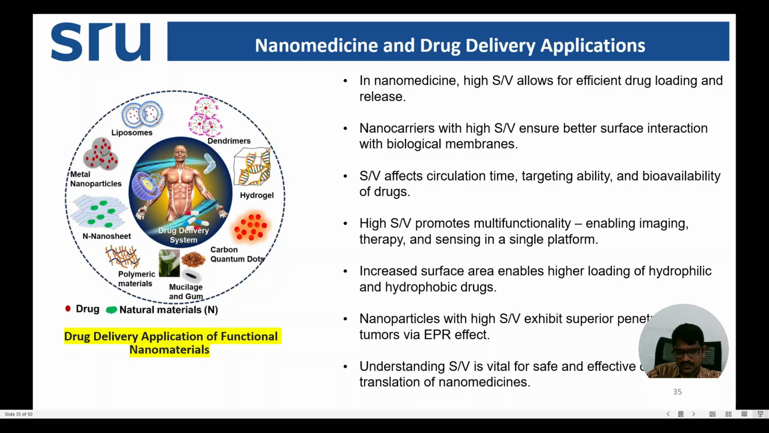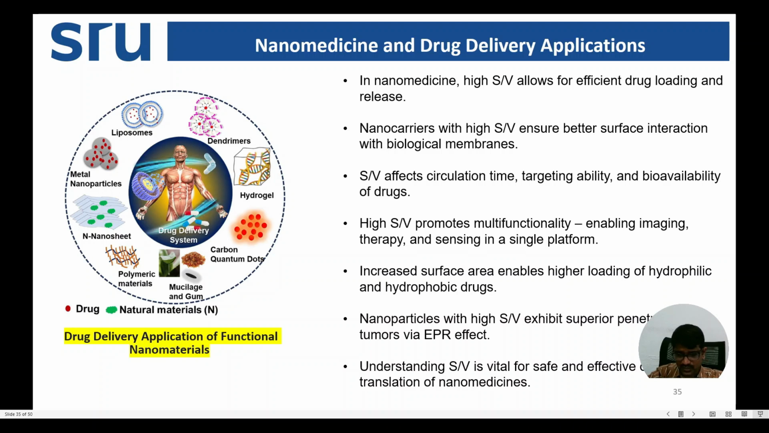Increased surface area enables higher loading of hydrophilic and hydrophobic drugs. We already saw that a lotus leaf is naturally hydrophobic. Similarly, for some medicines we need a hydrophilic nature, and for some we need hydrophobic drugs. Also, if we have a higher surface to volume ratio material, then we can carry more drug, more medicine. Sometimes we need to take more medicine, so in these cases a higher surface area is more advantageous.